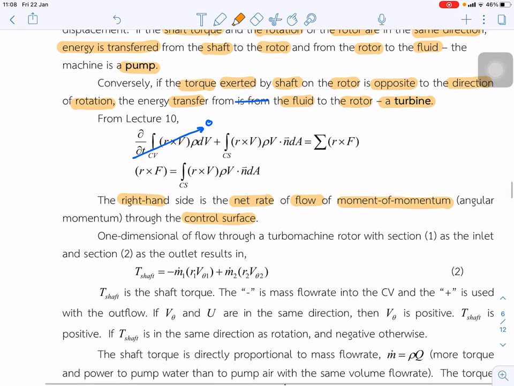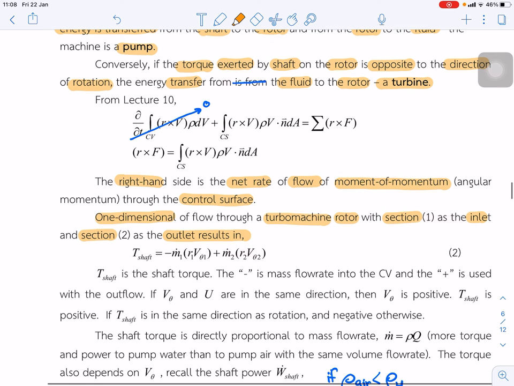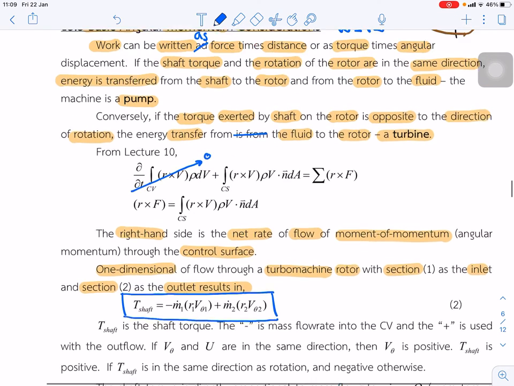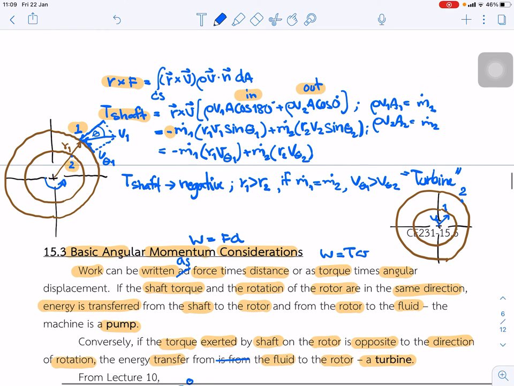In one-dimensional flow through the turbomachine rotor, with section 1 at inlet and section 2 at outlet, we get this equation: the torque is equal to the mass flow rate times radius times tangential velocity between point 1 and point 2. So where does this equation come from? We can derive it from the transport theorem, giving the equation of T shaft, where 1 is inlet and 2 is outlet.